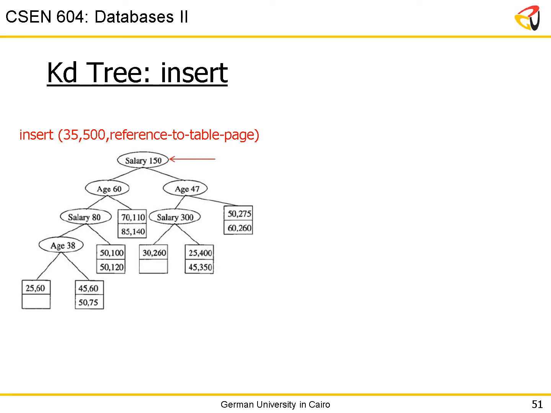Now let's do another one in order to see things a little bit clearer when it comes to creating those pages. I'm inserting now 35 and 500. 500 as a salary is greater than 150, I go to the right. 35 is less than 47, I go to the left. 500 is greater than 300, I go and load this page following the reference, and to my surprise, or perhaps not, I am finding a full page.